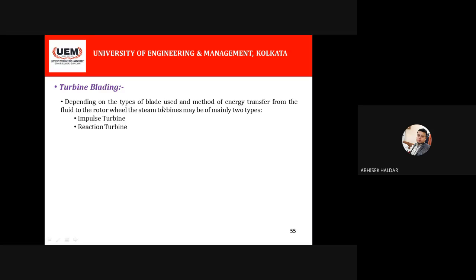So depending on the type of the blade used and method of energy transfer from the fluid to the rotor wheel. Rotor wheel means the blades, the part which rotates, right? So the steam turbines may be of mainly two types. That means depending on what? Depending on the types of blades and method of energy transfer. This is the underlying thing. Now, this may be of two types, as you know, impulse and reaction, right? Impulse turbine and reaction turbine.